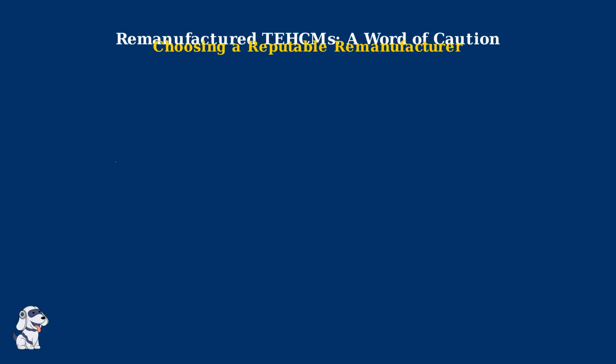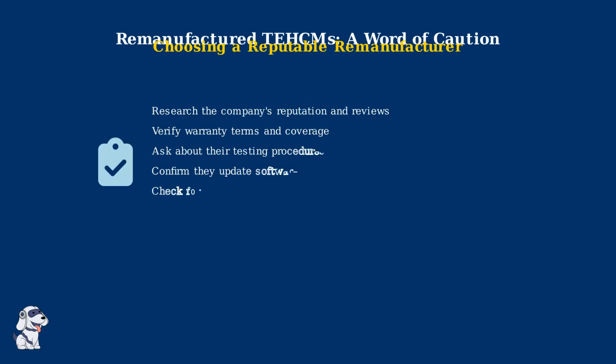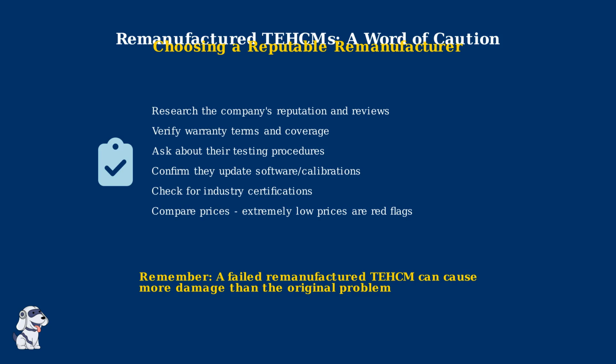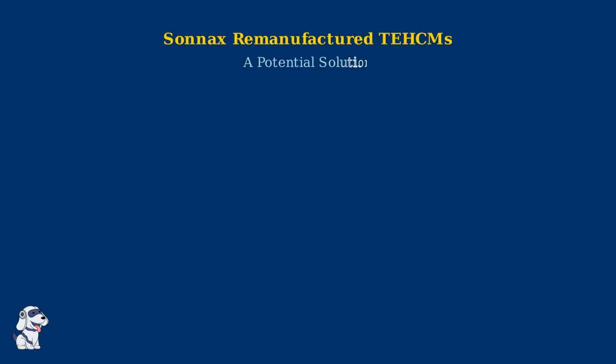When choosing a remanufacturer, research their reputation, verify warranty terms, ask about testing procedures, confirm they update software, check for certifications, and be wary of extremely low prices, which often indicate poor quality. Remember, a failed remanufactured TEHCM can cause more damage than the original problem, making it crucial to choose quality over the lowest price. When standard remanufactured TEHCMs prove unreliable, Sonax offers a premium alternative with their rigorous remanufacturing process.